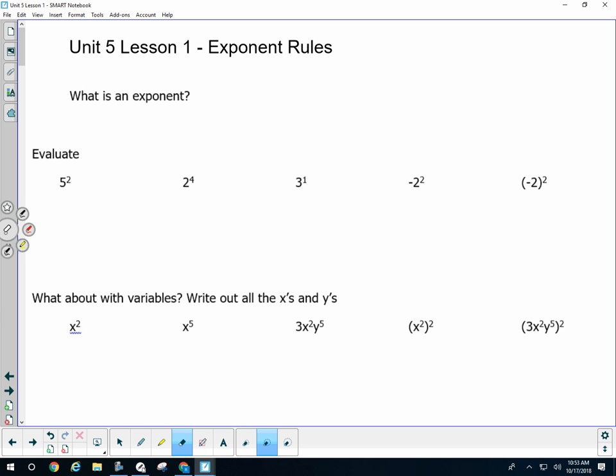What's an exponent? Talk to your neighbors. What's an exponent? Good. It is a number indicating how many times you're going to multiply what we call the base number by.